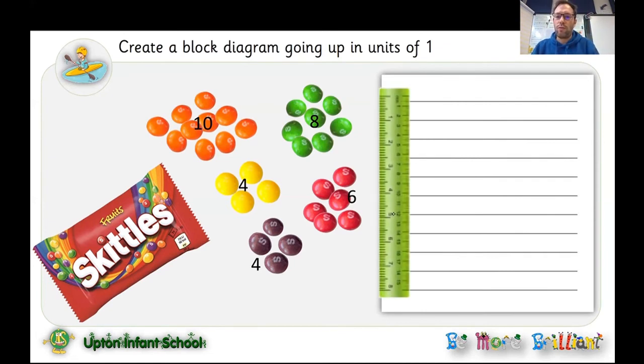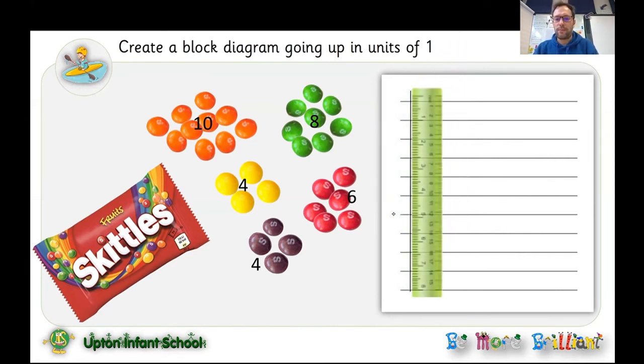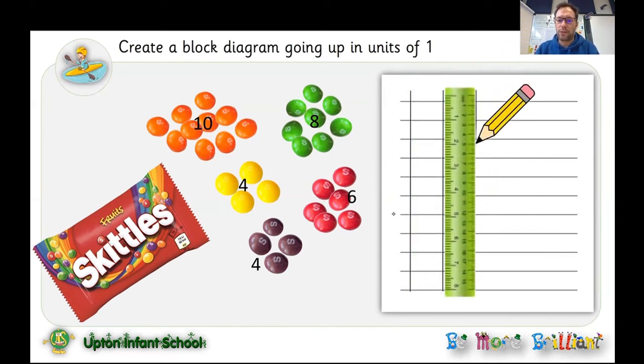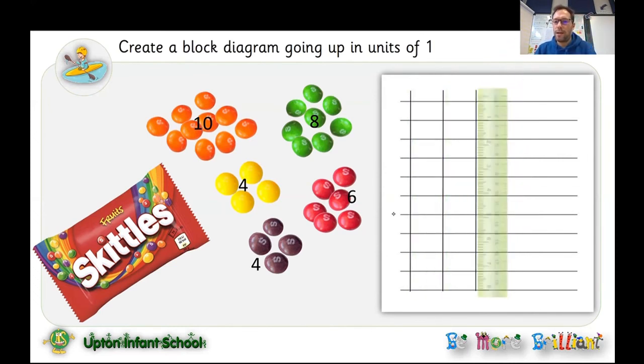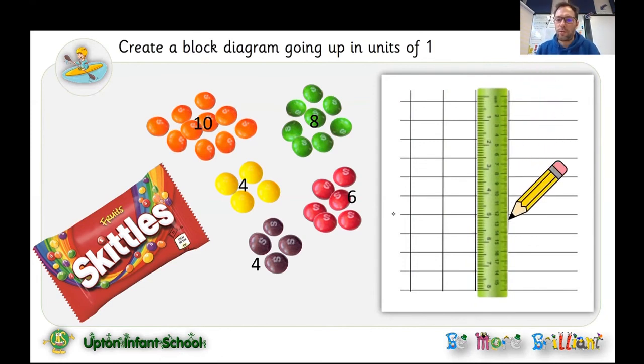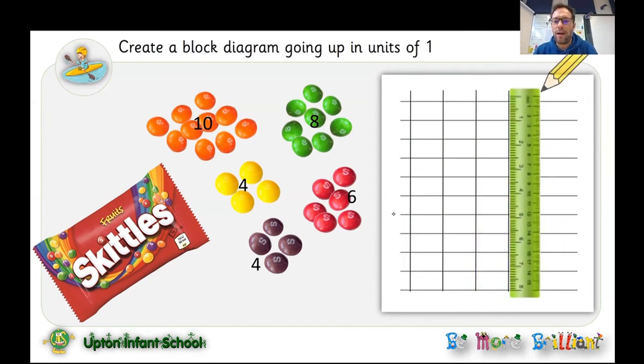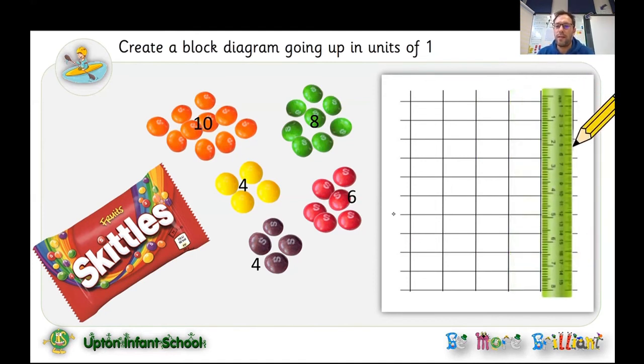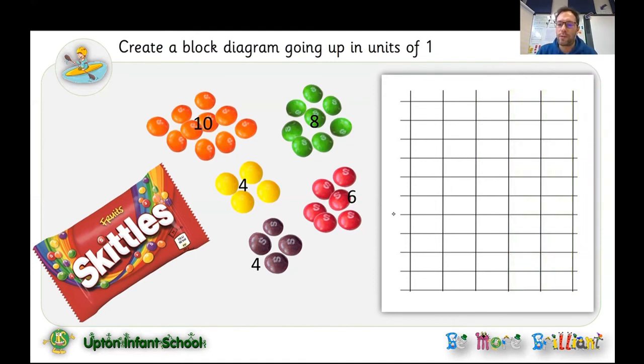So I'm going to need my ruler and a pencil, and I'm going to draw my vertical line going down like that. Okay, and I'm going to keep drawing vertical lines like this to make the squares. Can you see I'm lining up my ruler each time to make sure that my lines are straight. I need to have 5 columns because we've got 5 different coloured sweets. There we go, that's 5 columns. Can you see that I've made 5 of them?